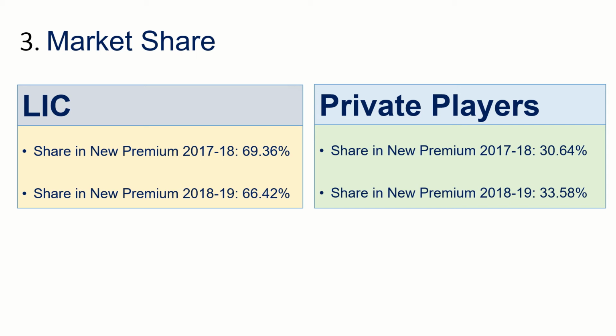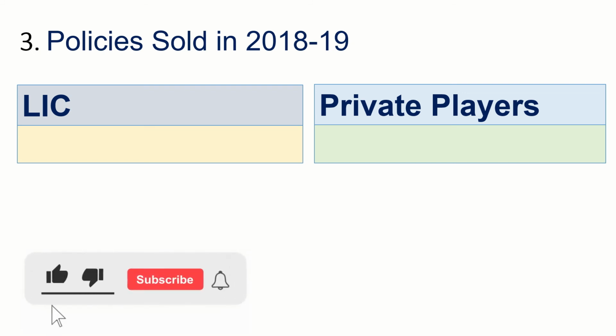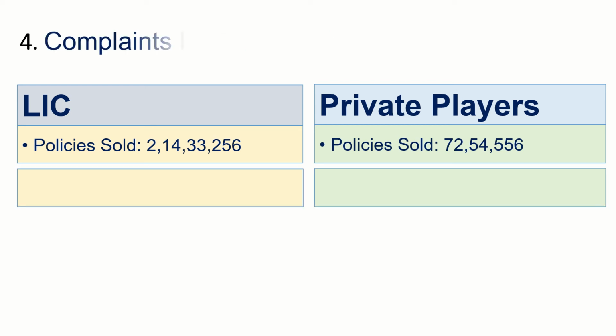People are getting trust in the private players, because earlier people had trust only in LIC, and after certain steps taken by the insurance regulators, people have increased faith in private players also. As far as the policies sold are concerned, in 2018-19, LIC sold a total of 2 crore 14 lakh 33,256 policies. So 2.14 crore policies were sold by LIC, whereas 72 lakh policies were sold by all the private players. So LIC sold around 3 times of the private players.